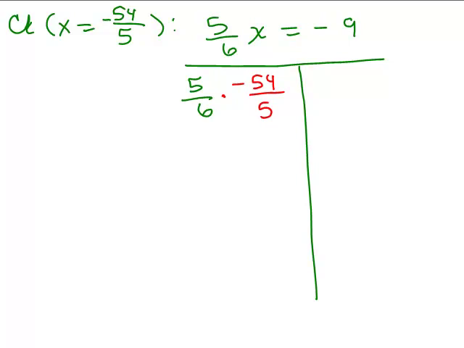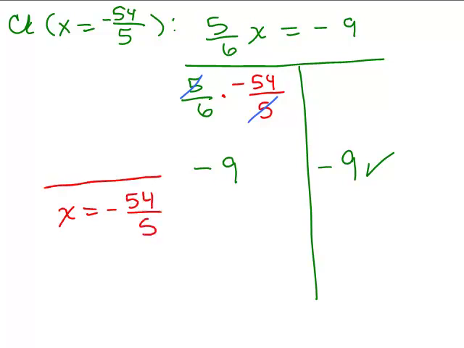All right, let's see, what can we cancel? The 5's cancel completely, so I end up with negative 54/6. So the answer is going to be negative, right? And then 6 goes into 54 9 times, so you could write 54 over 6 and then at the next step get negative 9. And on the right-hand side, we already have negative 9, so it checks. So that's our solution. x equals negative 54/5 is a correct solution.